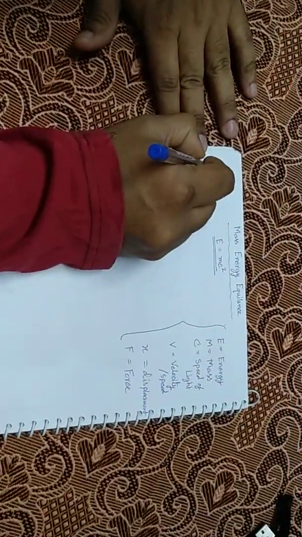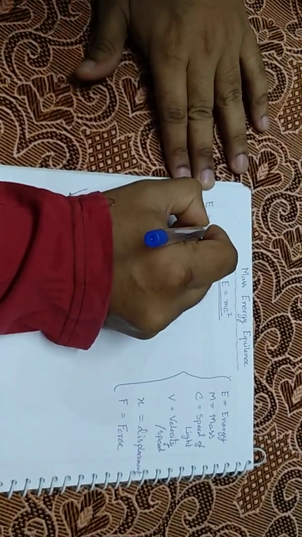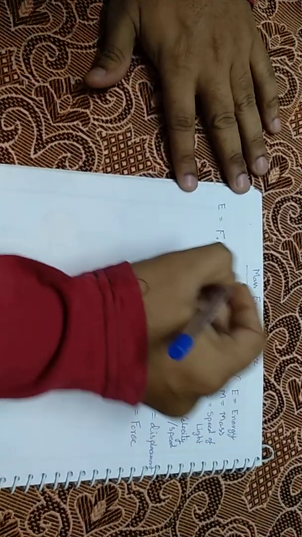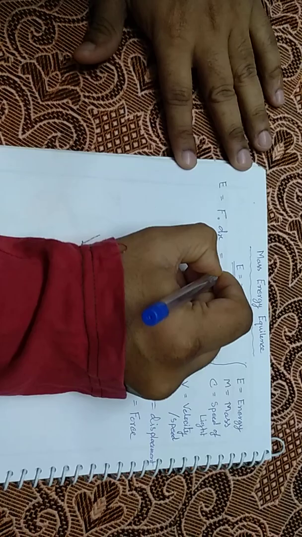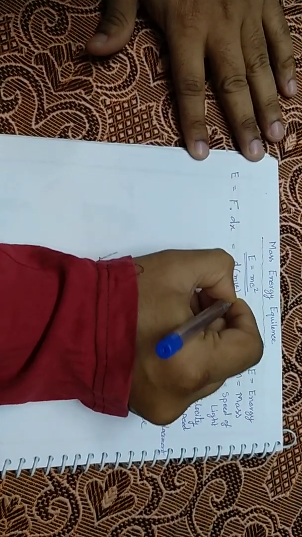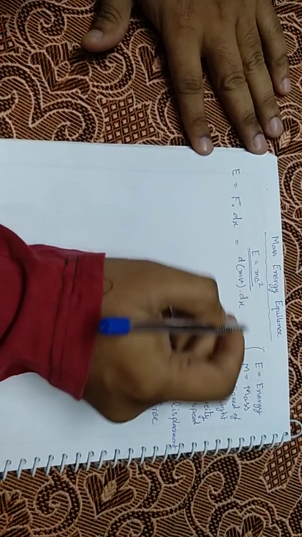As per Newton's convention, E is equal to force times displacement, and force is equal to the rate of change of momentum, that is d(mv) by dt, dot ds.